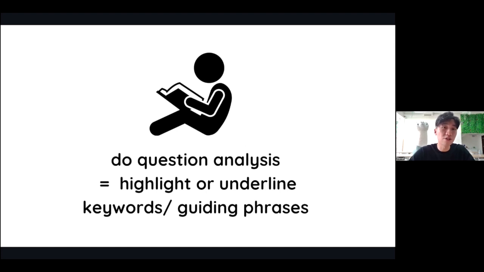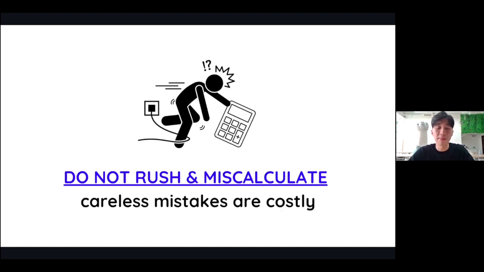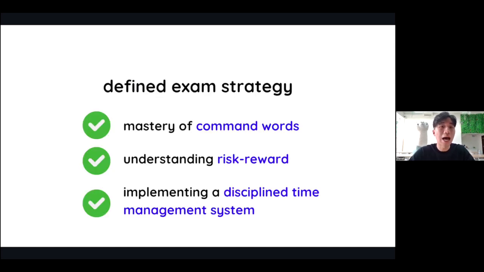Another big one is rushing through your calculations and making mistakes that are otherwise avoidable. I recommend you leave at least the last 5 to 10 minutes to properly check, ensure that you read all the questions properly, and all the calculations in the paper are double-checked that they are done accurately. And with that, you have a much more defined exam strategy that revolves around mastery of command words, understanding risk-reward, and implementing a disciplined time management system. This will definitely help you perform much better at exams and therefore improve your performance.